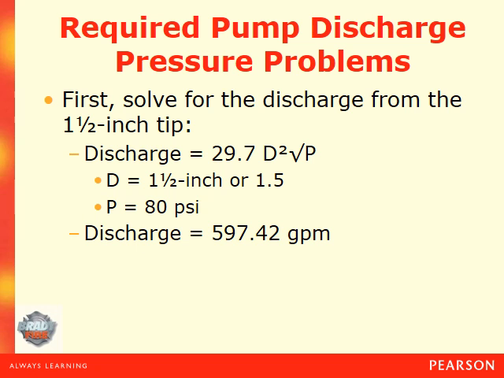Again, starting at the tip, how many gallons per minute are we flowing? And we get that by doing 29.7 times the diameter squared times the square root of pressure. That gives us 597.42 gallons per minute after we do our math.